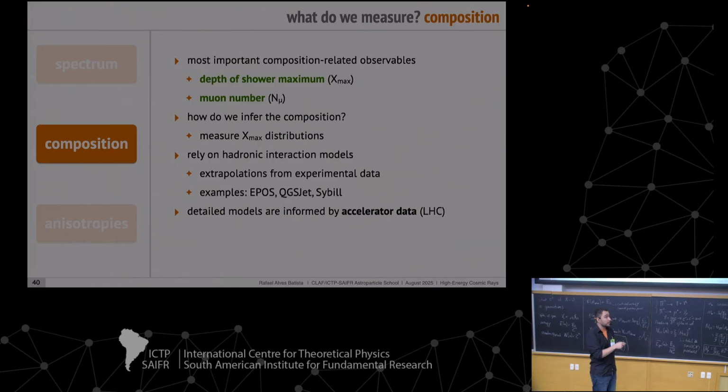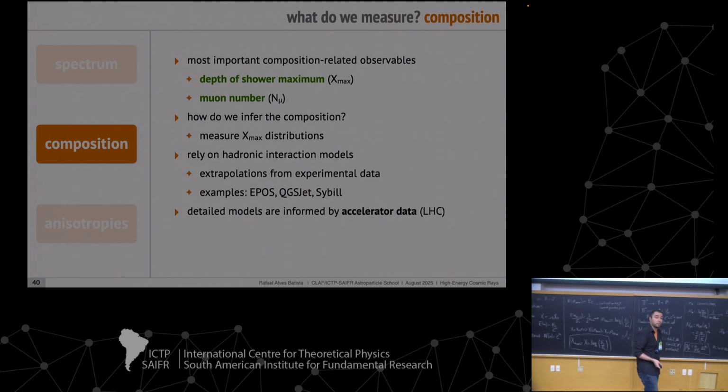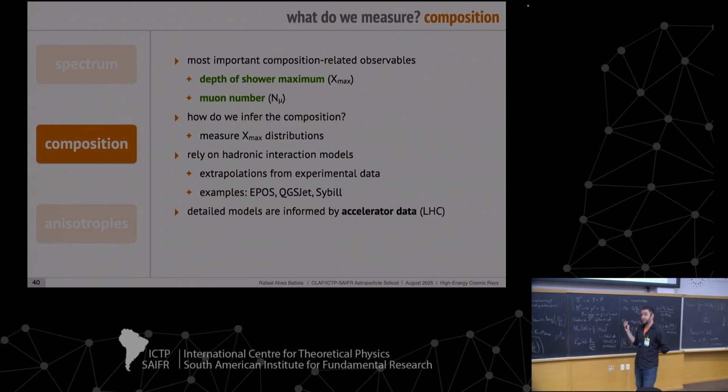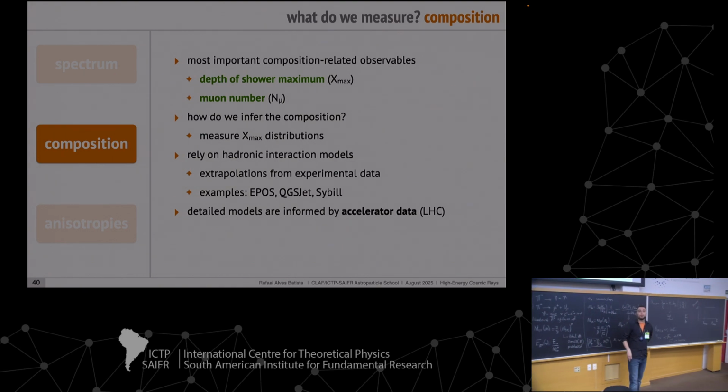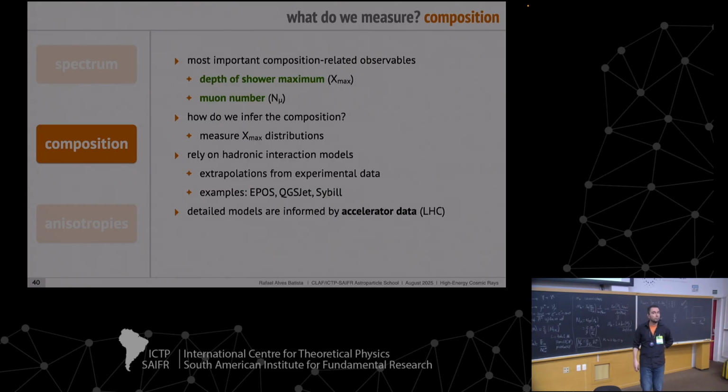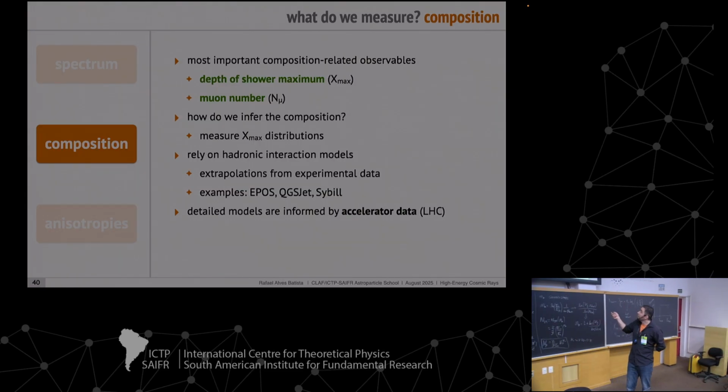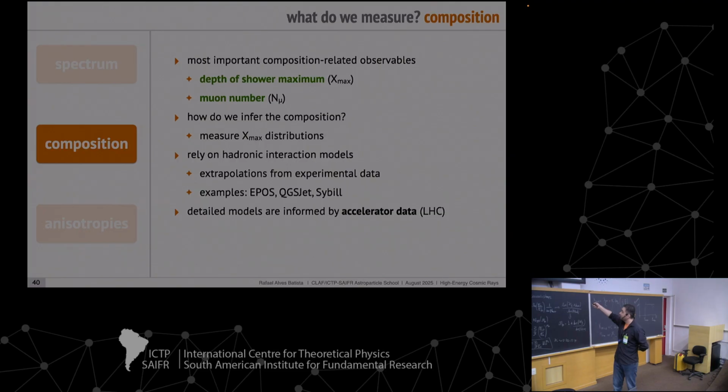The LHC does not go to the energies that we are talking about here. If we are talking about ultra-high energy cosmic rays at 10 to the 20 electron volts, the LHC is 4 or 5 orders of magnitude below in energy. So what is usually done is they take the accelerator data when it's available, and then they extrapolate to high energies, and that's the model.